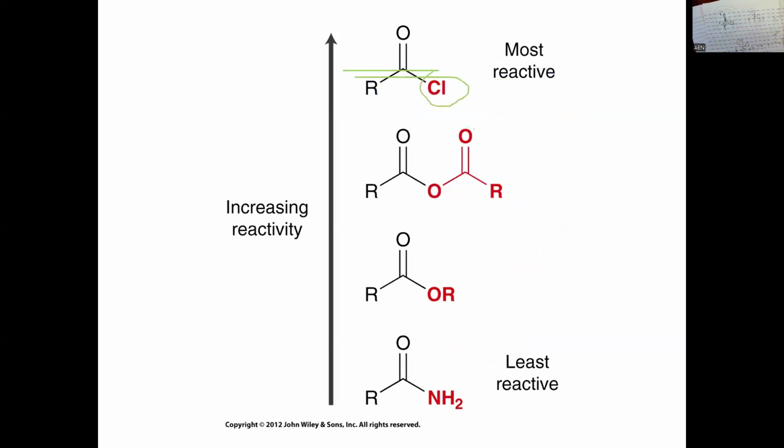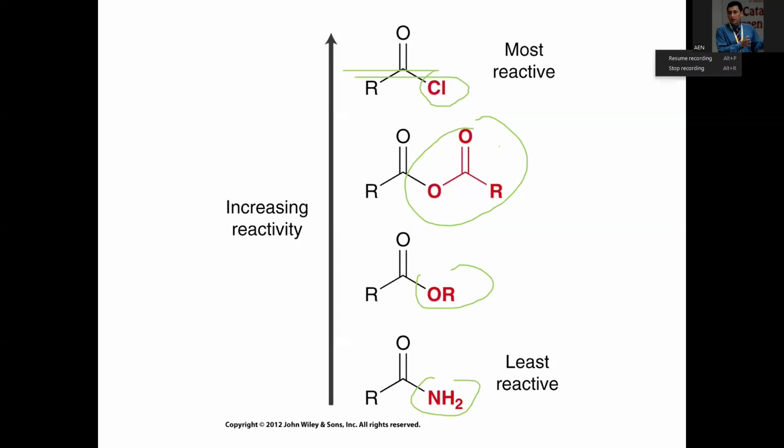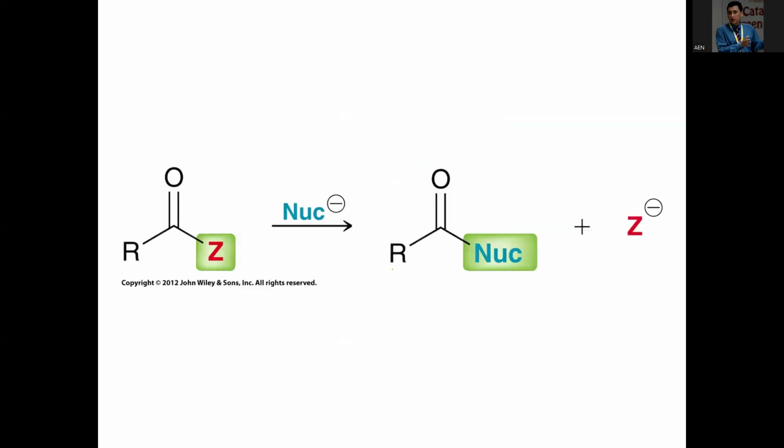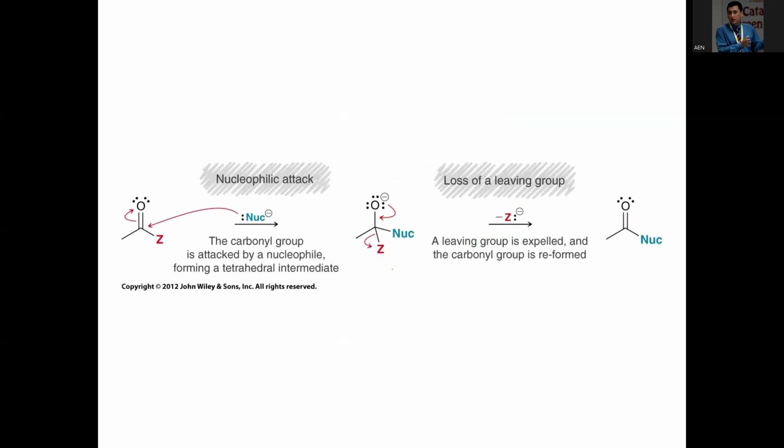This one is the leaving group, this one will be the leaving group, this one is the leaving group, and this one is the leaving group in red. So they will serve as leaving groups. So let's see the next slide. That means that they will undergo a nucleophilic substitution reaction, and this is the general reaction for this substitution.